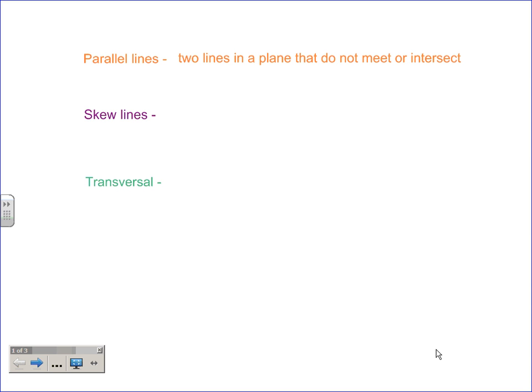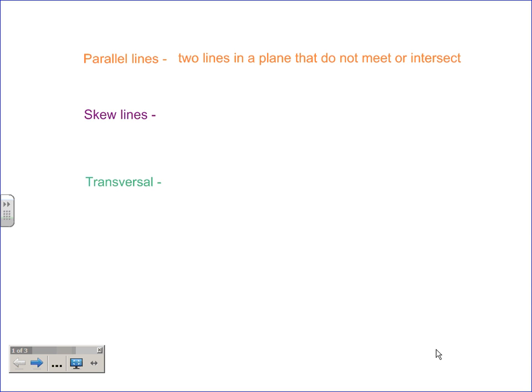Two lines in a plane. So they have to be in the same plane that do not meet or intersect. That's the only thing more specific we're going to get at this point. But it is correct that they will have the same slope, and we're going to talk about that later this year. But they must be in a plane. So maybe they're both on the smartboard, that would be an example of that, or both on your paper. That might give you a hint as to what skew lines are.